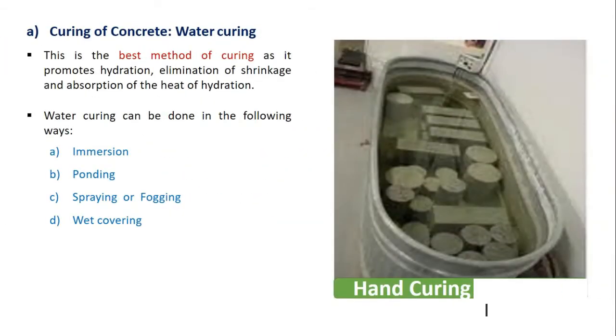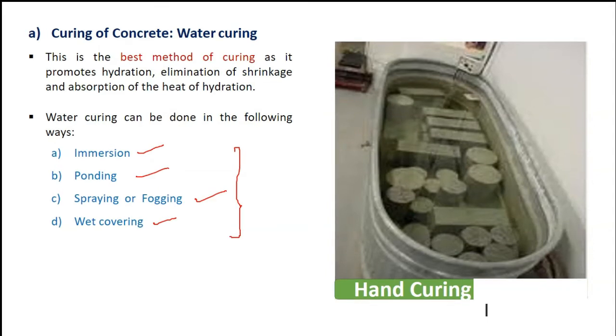So the first one is curing of concrete with water. This is what we do in the lab. When you are casting cubes and testing in the compression testing machine, you need to prepare samples, and to use those samples, you use this kind of curing. As you can see here, water curing can be done in the following four ways: immersion, ponding, spraying or fogging, and wet covering. These are the four ways in which water curing can be done.